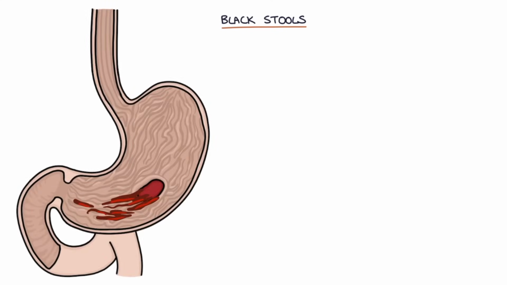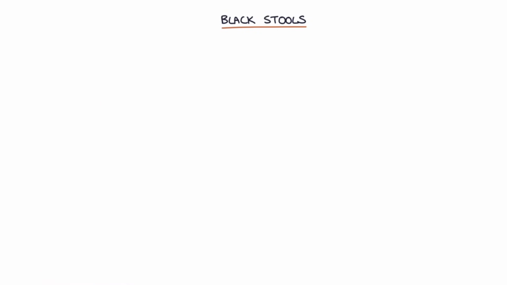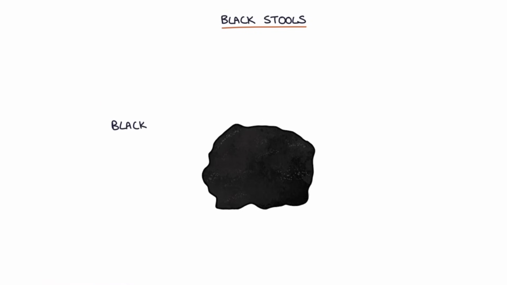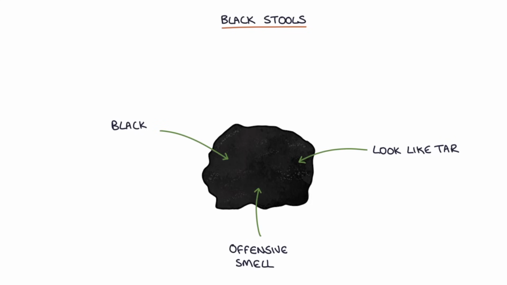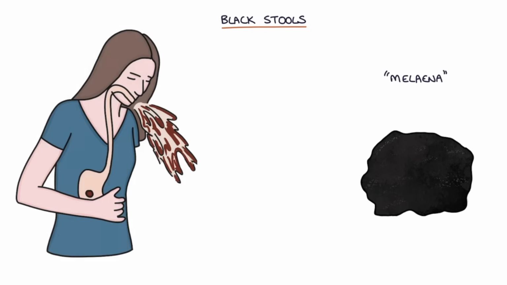Next, let's talk about the causes of black stools. When there's bleeding from the upper gastrointestinal tract, the blood gets digested on the way down. This results in stools that are black in colour, look a bit like tar, and have an offensive smell. This description of the stools is referred to as melena. This may be associated with vomiting up blood, which is called hematemesis.